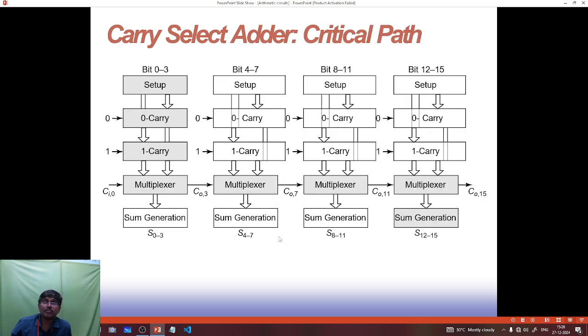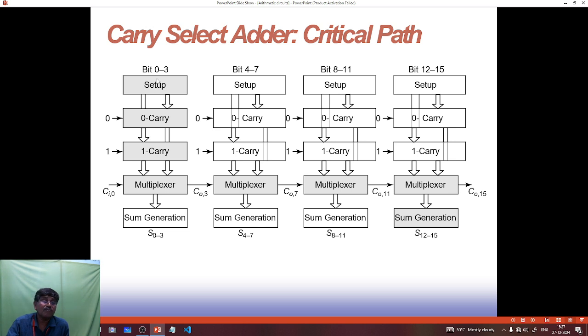Next, carry select adder. It is a 16-bit adder, where each block consists of a setup, a carry 0 unit, a carry 1 unit, a multiplexer and sum generation. The second block again consists of a setup box, carry 0 and carry 1, and multiplexer sum generation. The third block, bits 8 to 11, also has a setup box, carry and multiplexer sum generation. The final block is the same. So that is 16 bits.